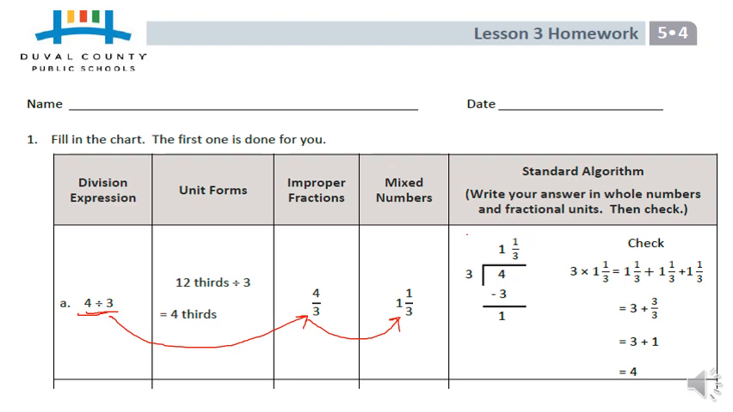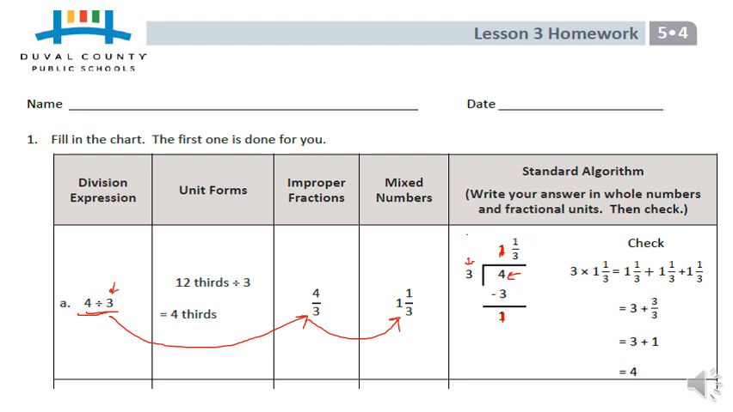Now, the way it looks in the standard algorithm, and this is one thing students have to watch for, is because it's 4 divided by 3, 4 is your dividend. It has to go inside the bracket. Your 3 is your divisor, the one that's dividing, and that means it has to go on the outside. Students have a tendency to put that 4 on the outside and the 3 on the inside all the time.